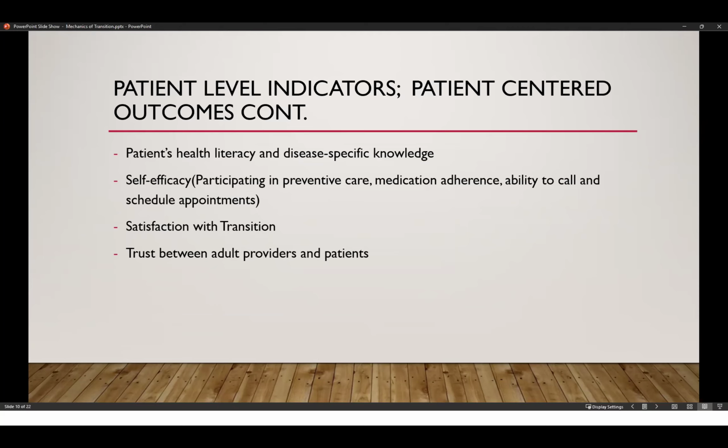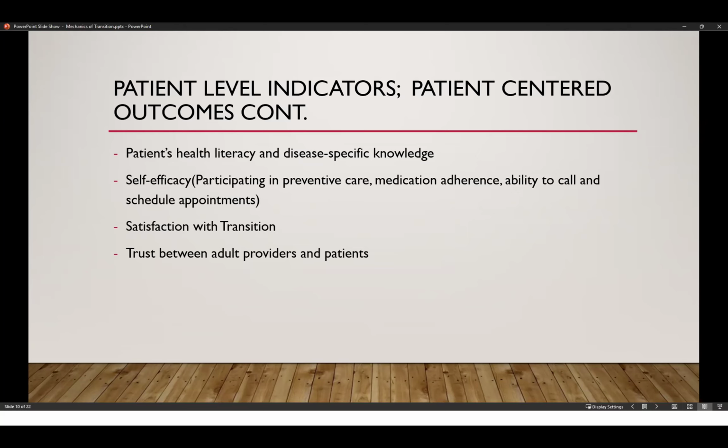Continuing with the patient level indicators. So patient-centered outcomes, more of these is the patient's health literacy and disease-specific knowledge. So if you are able to adequately teach, training the patient to understand their health and disease-specific knowledge, then the transition would have been successful. If not, then it tells you that it was not successful. Self-efficacy, are they able to participate in preventive care, medication adherence, ability to call and schedule for the appointment? All these things will guide you to know whether the transition was successful or not.